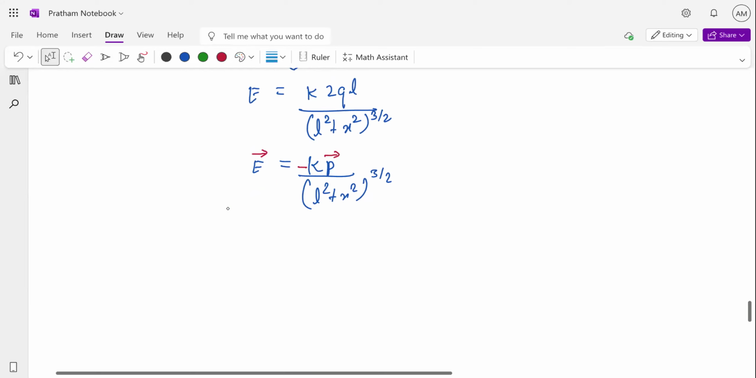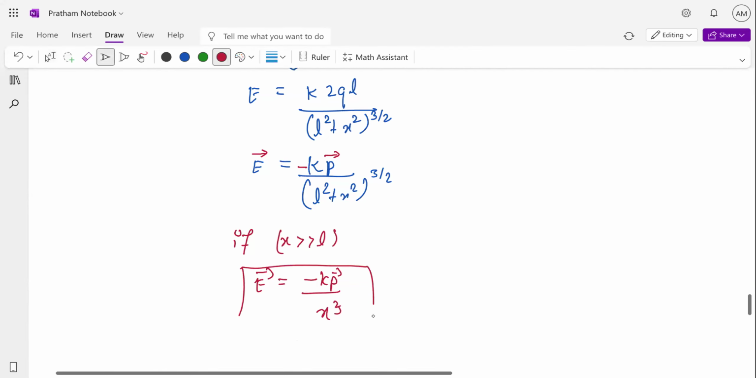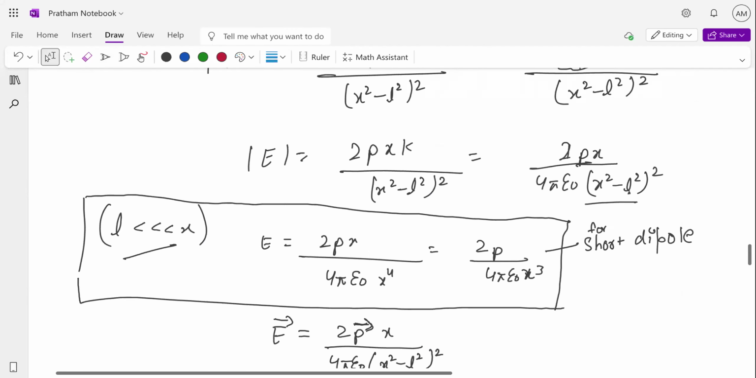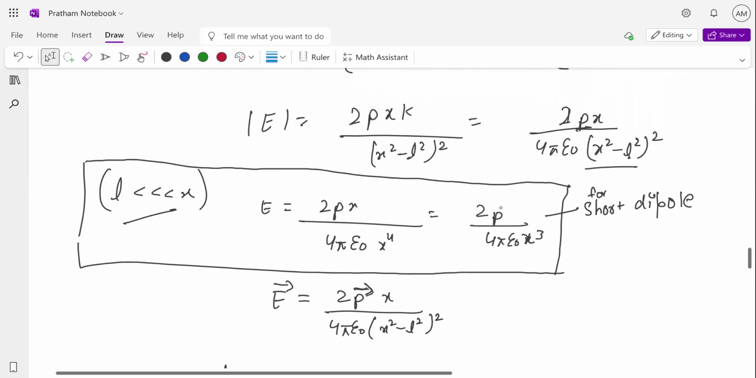Again, a very similar operation you can do: if my x is very much greater than L, your electric field will become nothing but negative of Kp divided by x square, x cube basically. You can see the formula is the same. What's the difference? If I talk about the magnitude, it is just the half of the line. You can see in the line it was twice, it was 2p.